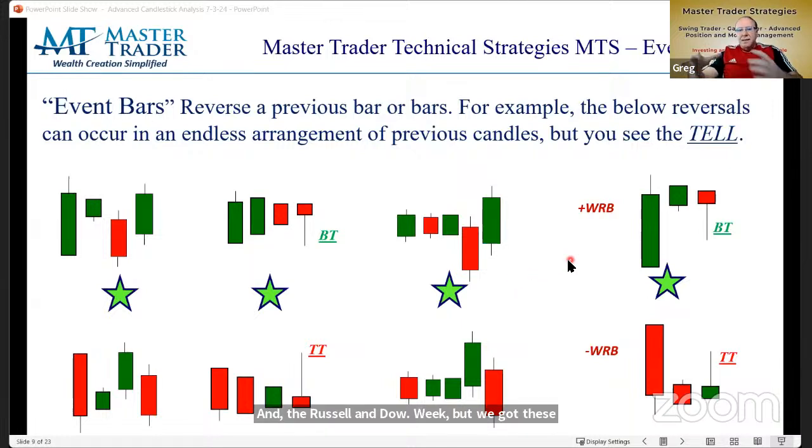So here, different examples. Call it what you want. These are bullish events and bearish events. They happen in different ways, so we can't get hung up on the names. Right? But we can make names for these things.